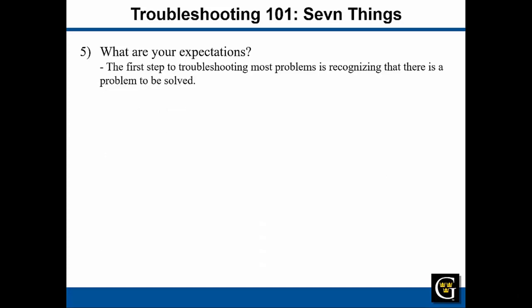The fifth point here is that it's really important to have a good idea about what your expectations are for how the instrument should work. The first step very often to an effective troubleshooting exercise is to recognize that there's a problem to be solved in the first place. And later on, as we get into other topics here, I'll talk a little bit about how we manage our expectations. But developing the know-how and the understanding to have those expectations is very important.